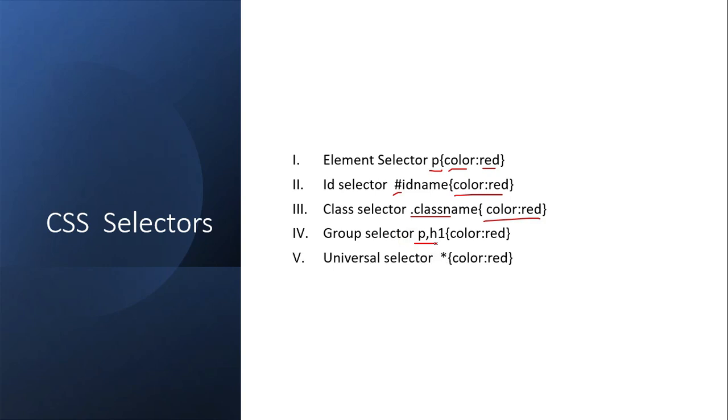After that, we have the universal selector. It is used to select all the HTML elements at once. If we have some common properties in different HTML elements, then in this case, we can use the universal selector.